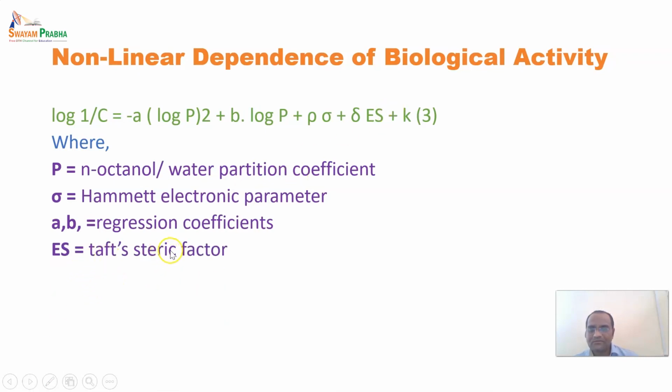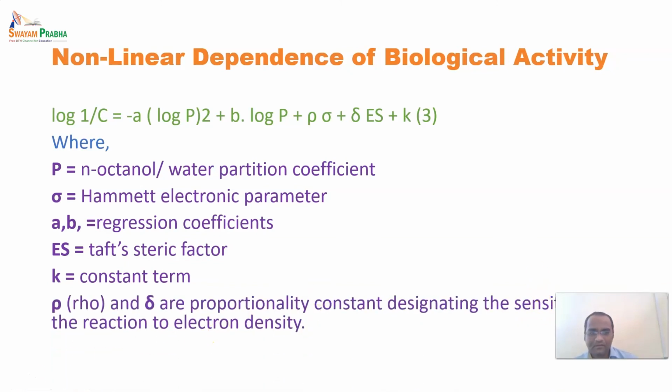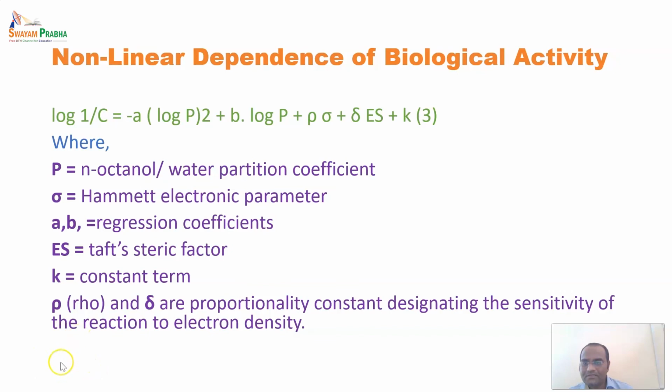ES, similar to the linear one, is the steric factor. And K is a constant term. So these are the two new terms for the non-linear one, that is rho and delta. Rho and delta are proportionality constants, designating sensitivity of the reaction to electron density. So again, it depends on the electronic parameter. And this equation is a little bit different from the linear one, because the partition coefficient here has been squared.